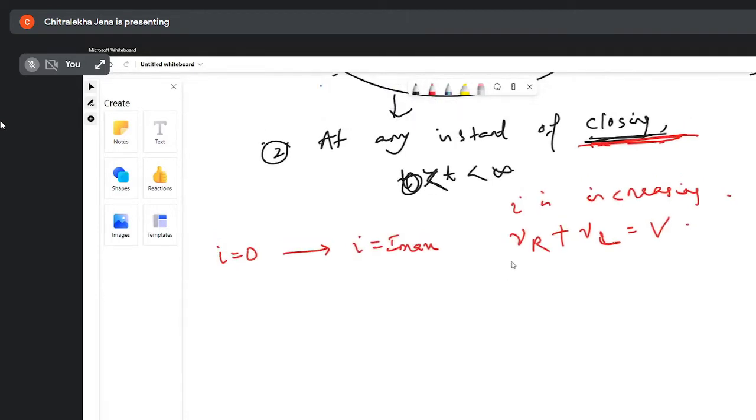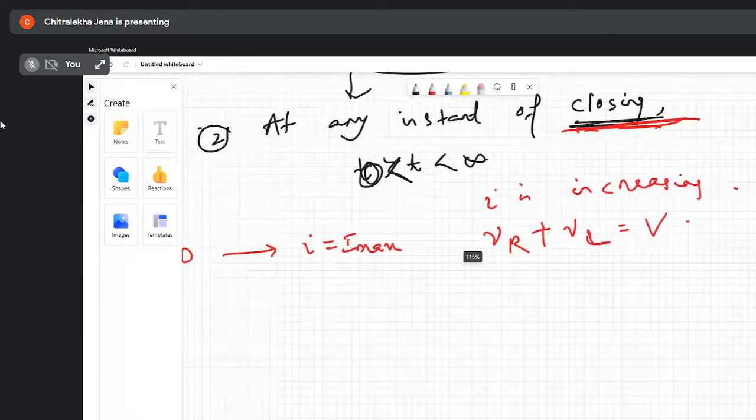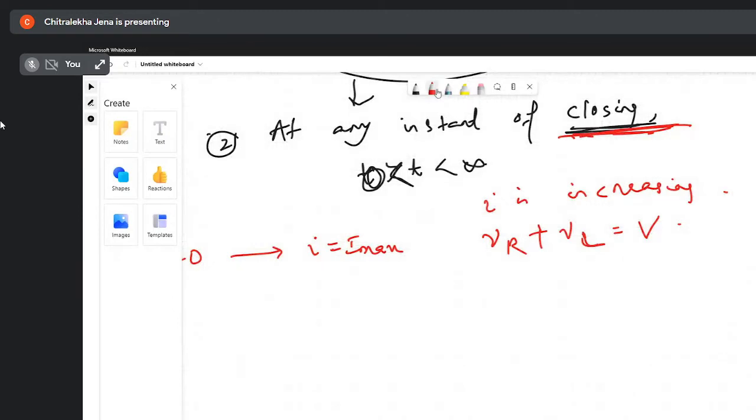The equation is IR plus what is the value of VL? VL, you know, is equal to how much? L di by dt. This equation you know it or not? Voltage across the inductor will be equal to L di by dt. This you know? Yes, ma'am, we studied it in 12th. L di by dt. So now V is equal to IR plus L di by dt.